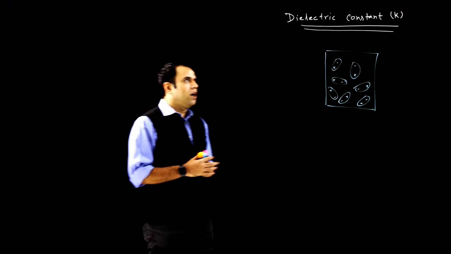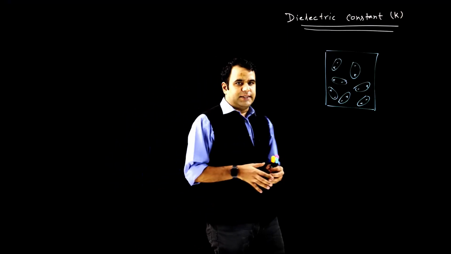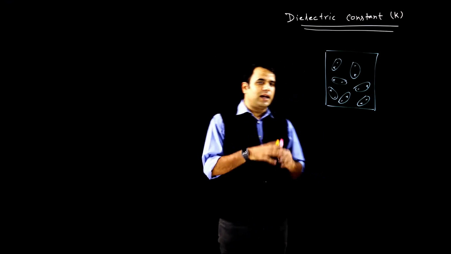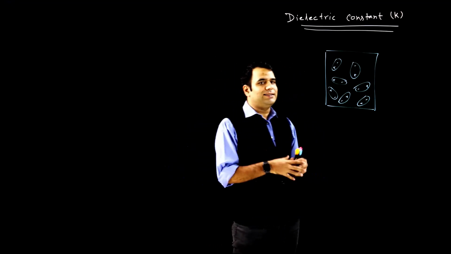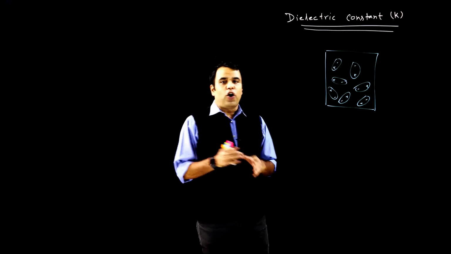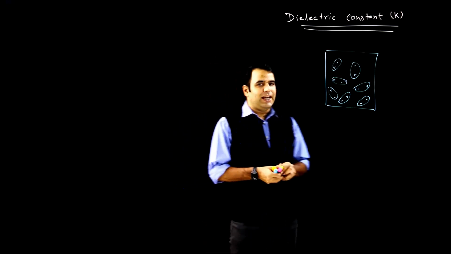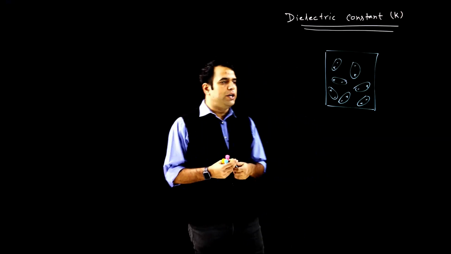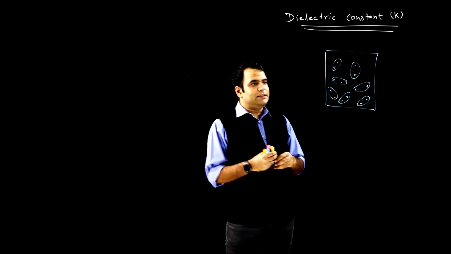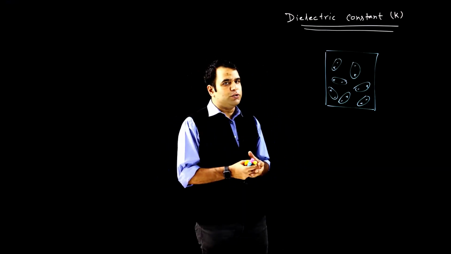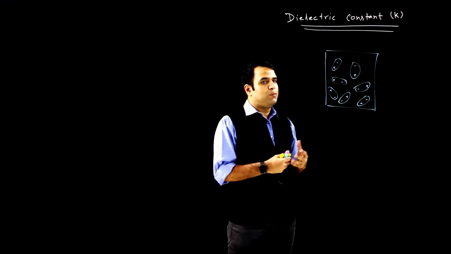Hello. Now we will understand about the dielectric constant. So we all know that there are some materials which we call dielectric materials, which we call polarizing materials. So they are insulators. By default, they're insulators, but these materials are made up of molecules which have non-zero dipole moment.